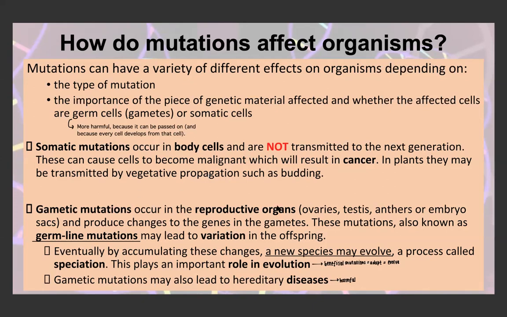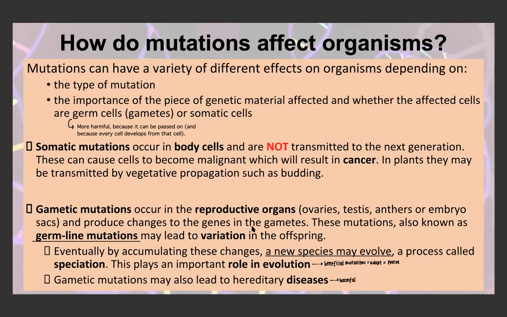Gametic mutations occur in the reproductive organs, so the ovaries, testes, anthers, or embryo sacs, and they produce changes to the genes within the gametes. These mutations are also called germline mutations, and they can lead to variation in the offspring. Eventually, by accumulating these changes, a new species may evolve, which is a process called speciation, and this plays a very important role in evolution.